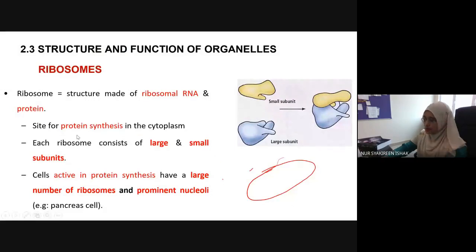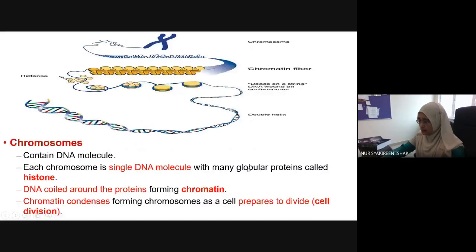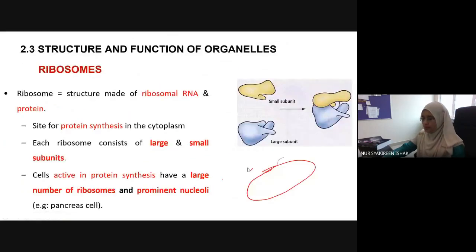Okay, so we are going to continue with the next organelles, which is the ribosome. So what are ribosome? Ribosomes are organelles that are composed of large and small subunit. As you know, large and small subunit are produced in the nucleus, which combine together with ribosomal RNA or rRNA, and then in order to produce the functional ribosome, the large and small subunit ni dia akan merge together in the cytoplasm, and then they become the ribosome.